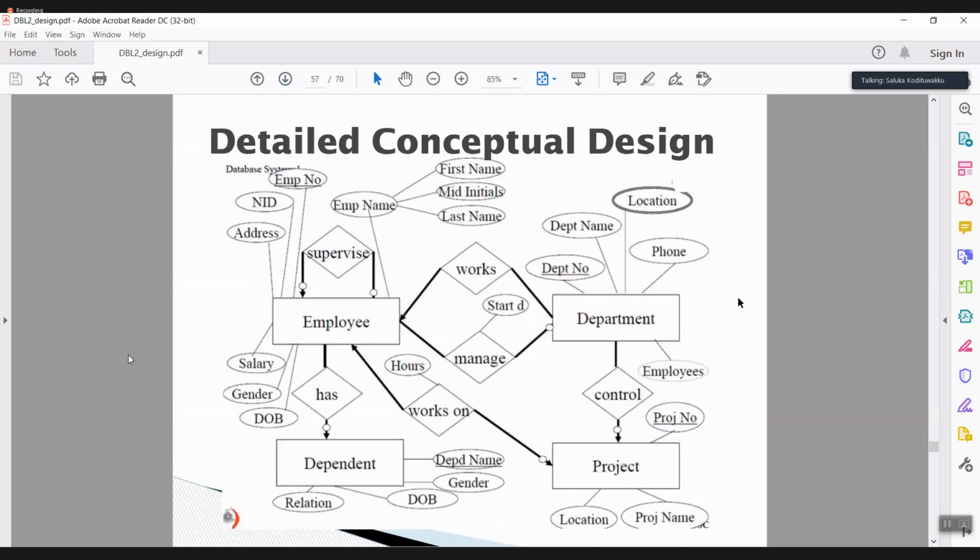And this is one of the completed ER diagrams, and there are four entities: employee, department, dependent, and project, with their attributes.